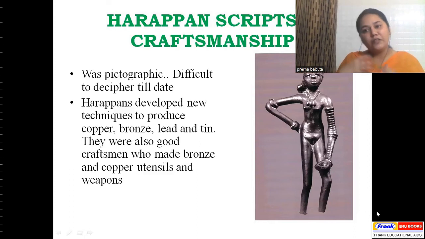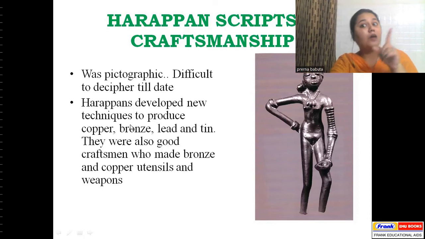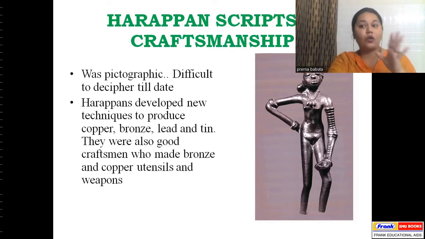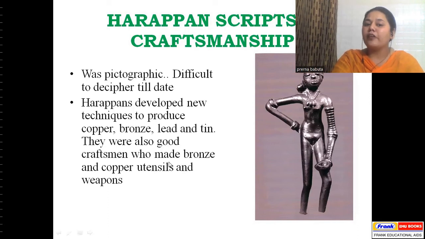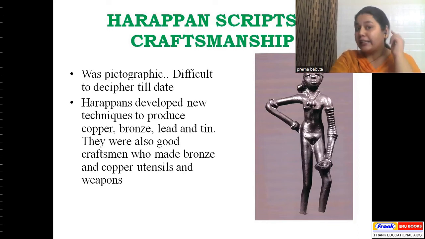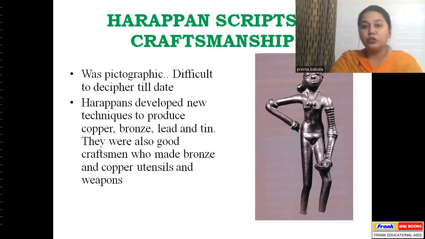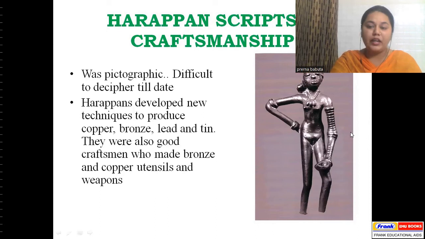And of course, there was a lot of craftsmanship, because we talked about how metal was discovered, and you had copper, bronze, and iron that were used. There were also craftsmen who made bronze and copper utensils and weapons. And have a look at this picture. This is a picture of a dancing girl, which was excavated from Mohenjo-daro, and it is in the National Museum. You see how beautifully this has been made.